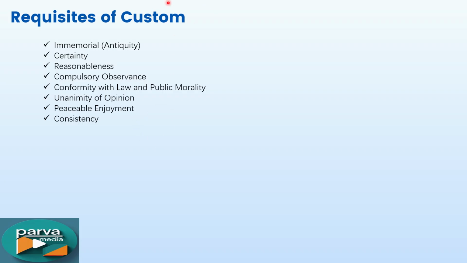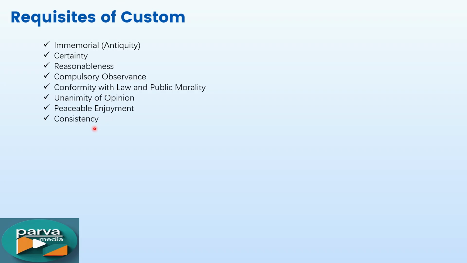Unanimity of opinion: the whole community must accept the custom broadly and without any significant dissent. This consensus reinforces its normative power. If 50% of the community says it is not a custom, then it loses its authoritative power. And peaceful enjoyment: the custom should have been practiced without dispute or interruption, indicating its acceptance and stability over time.